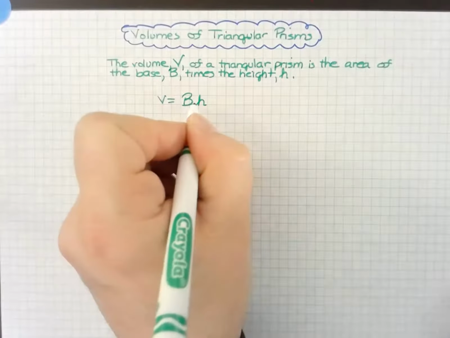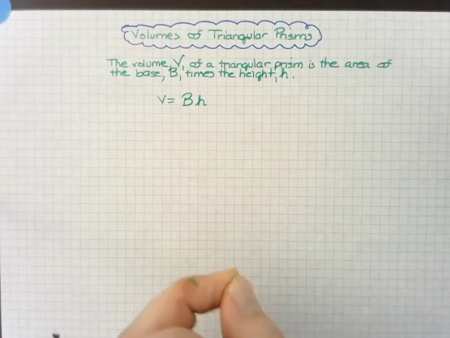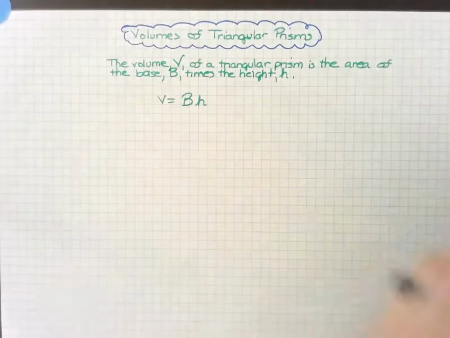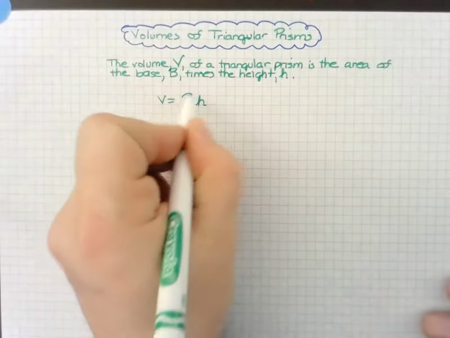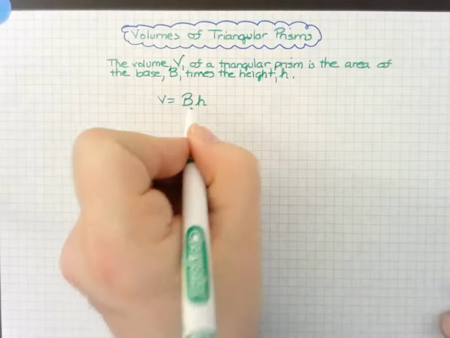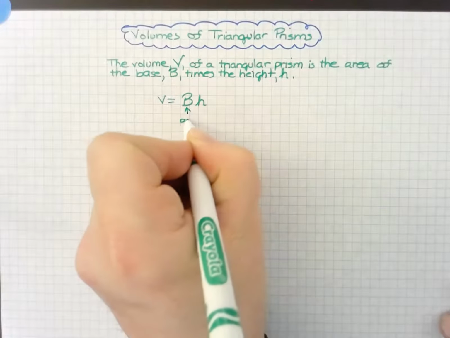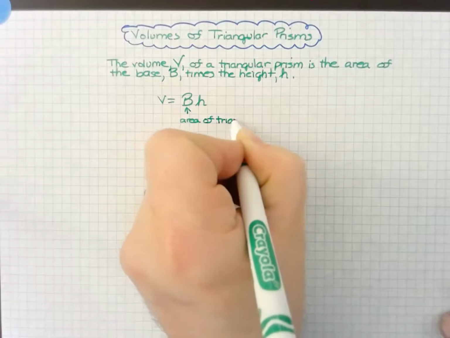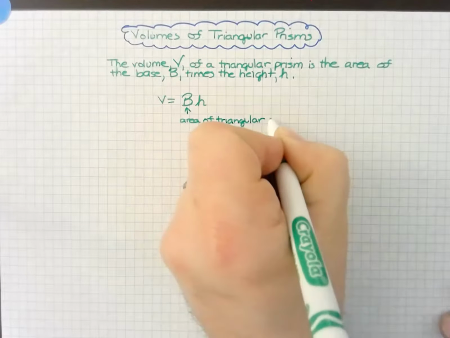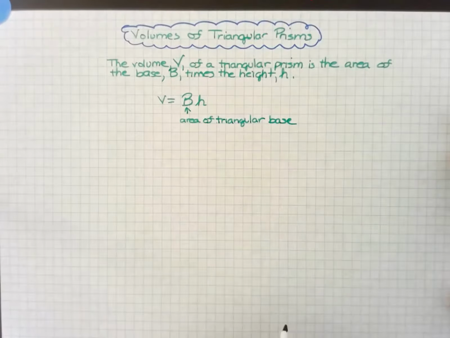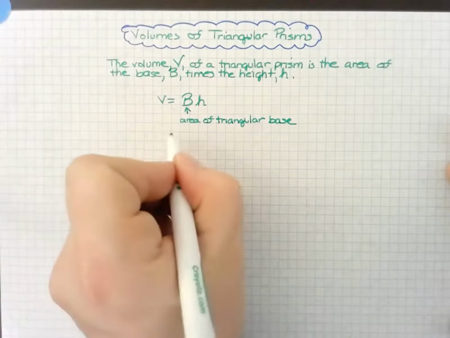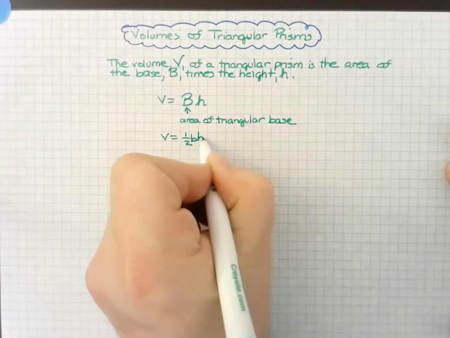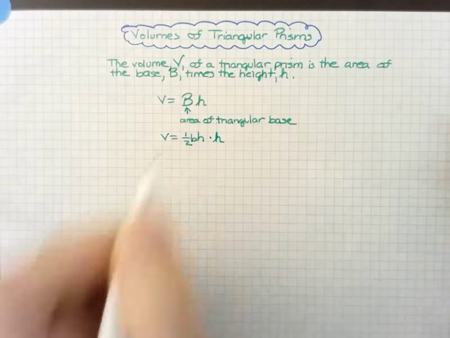The capital B does not actually mean the dimension of the base of the triangle. What a capital B represents is that it stands for another set of dimensions. In this case, this would be the area of the triangular base, area of triangle. And so we can actually rewrite this as the volume is equal to the base part is 1/2 base times height, and then we have the height of the prism.